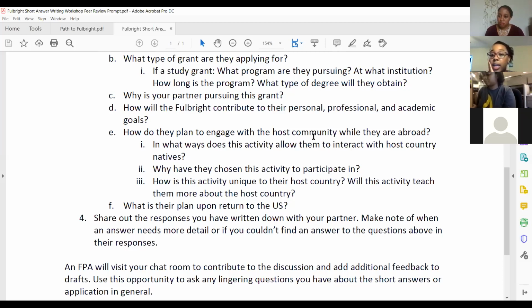What are you going to do to engage with the host community? In what ways does this activity allow you to interact with the host community? Sometimes people will say, I'm going to join this international club. And it's like, okay, yeah, but how are you going to meet Peruvian people? How are you going to meet people from the actual country? Not in the international club, probably not. So how are you going to engage with people who are actually from that country?